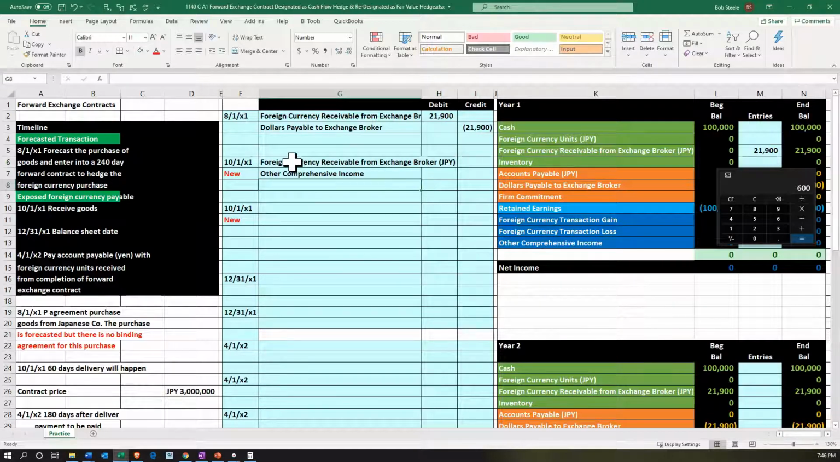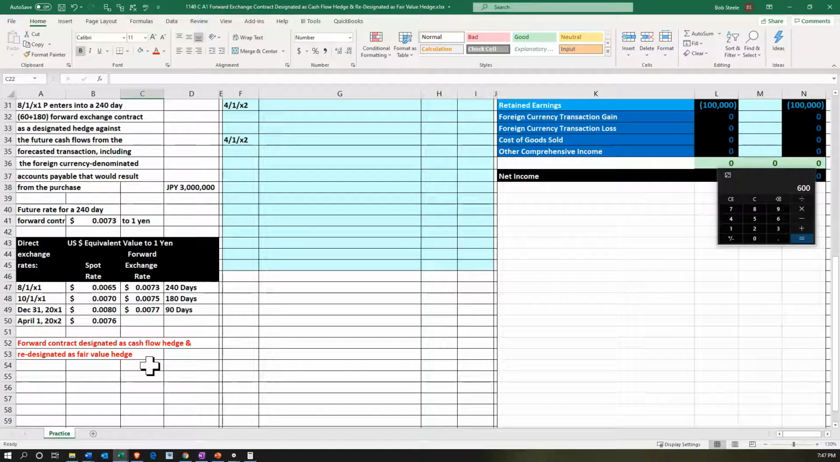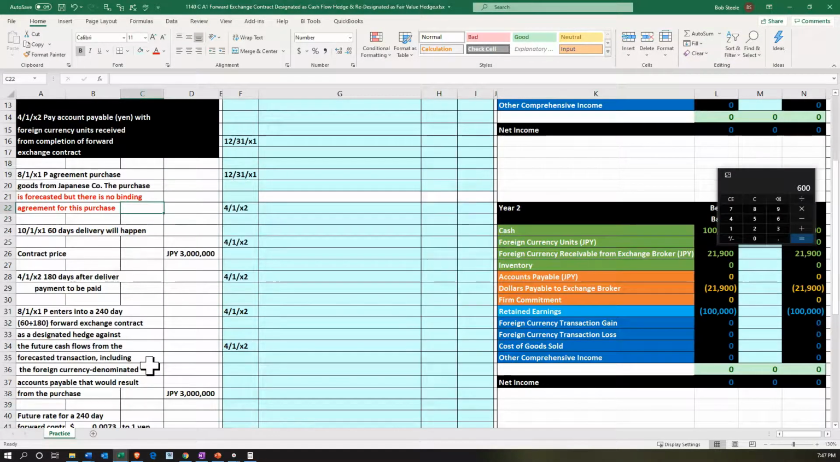At this point, this is different than the prior transaction, in part because this is going to be a prediction that we're going to make the purchase in the future. We don't have a contract, so it's the forecasted transaction. This is basically an agreement to purchase from a Japanese company. The purchase is forecasted, but there's no binding agreement for this purchase. And then down here, the key point: forward contract designated as cash flow hedge, and then it's going to be redesignated as the fair value hedge.